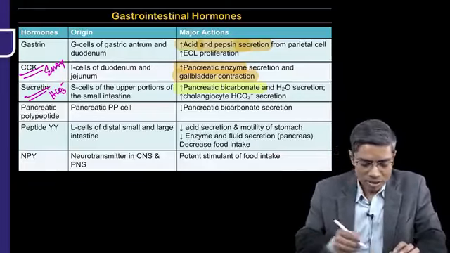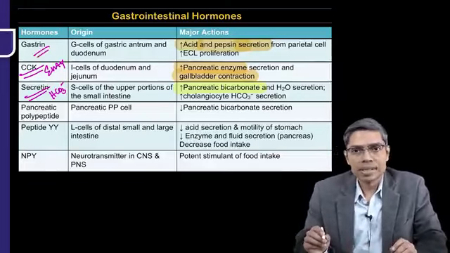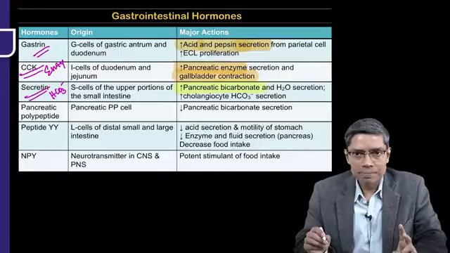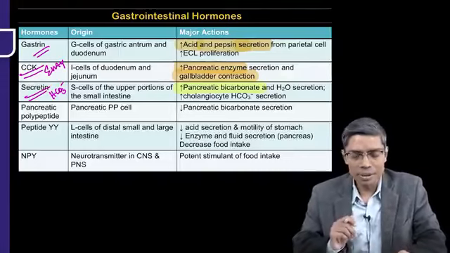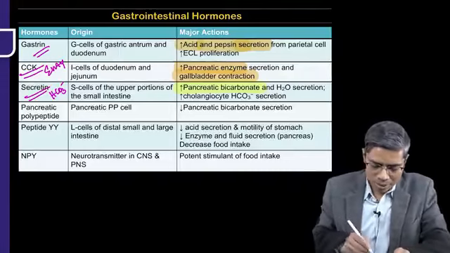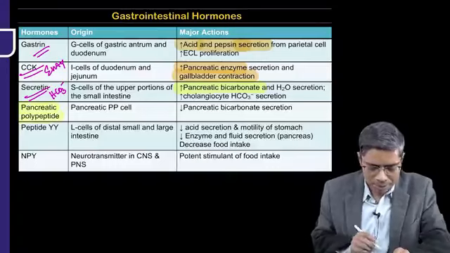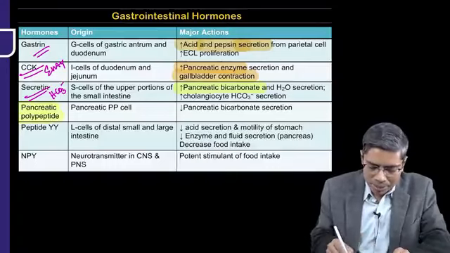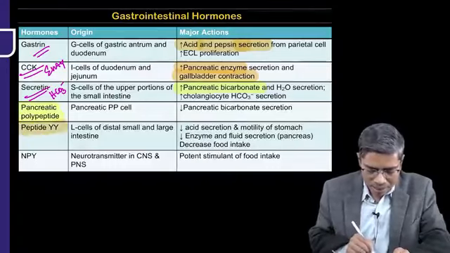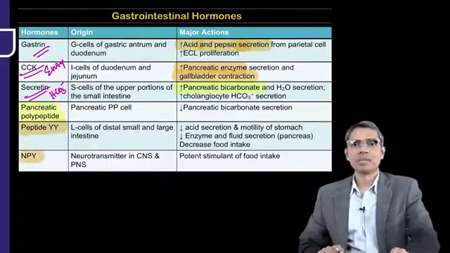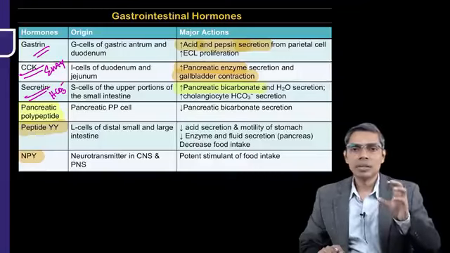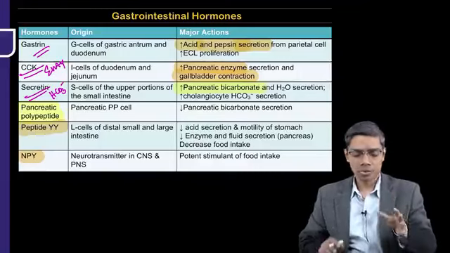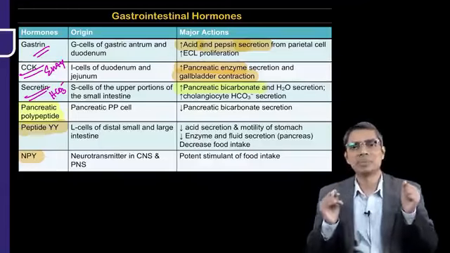Now, apart from these 3 hormones, there are another 3 that are sometimes confusing if they come up in the examination. That's why I have included them. All of them are not actually hormones. One is pancreatic polypeptide, one is peptide YY, and another is neuropeptide Y. Why these 3? Because all of them are in the same peptide family.